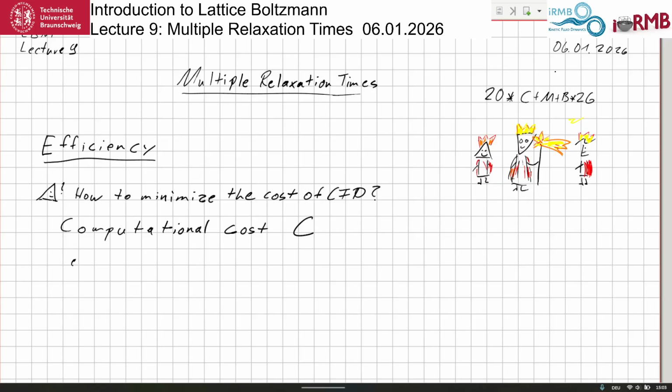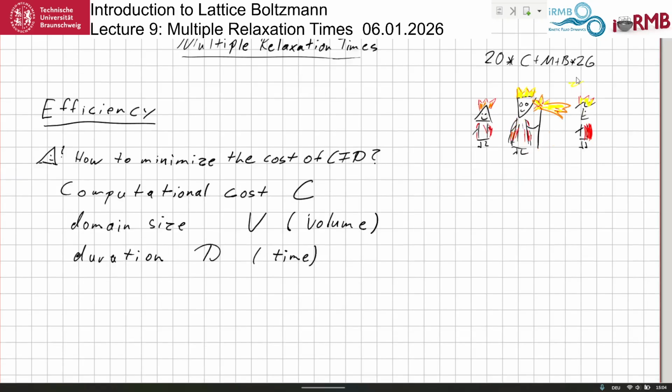This will depend on some things like the domain size, which we call V as in volume. So our domain is given as a volume, and we also have a duration of the problem that we want to simulate, called D, and this is a time. In general, we have a 4-dimensional problem, because we have 3 spatial dimensions and one time. And then all of this also depends on the performance.